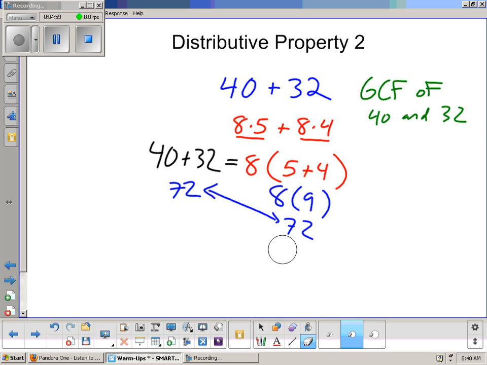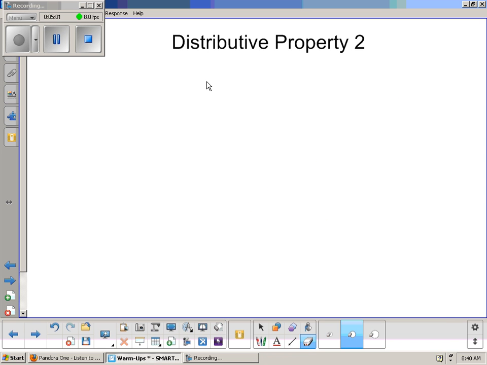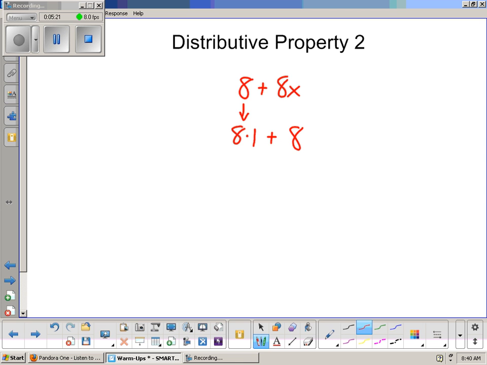And it gets even more challenging when you insert variables. So if you have something like this, 8 plus 8x, you can't add them together because they're not like terms, right? One's a constant and one has the variable x. But what you could do is say, hey, well, 8 is the same thing as 8 times 1. And I'm going to add that to 8x, which is 8 times x, right? And now they have this common factor in it. They both have 8. You can take that 8 on the outside of the parentheses and rewrite it as such.